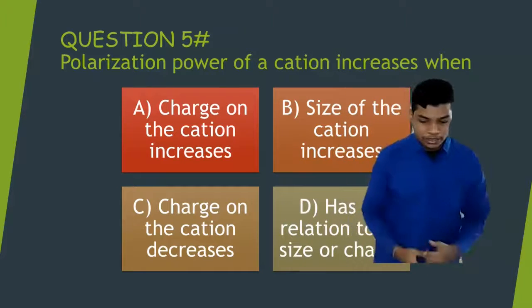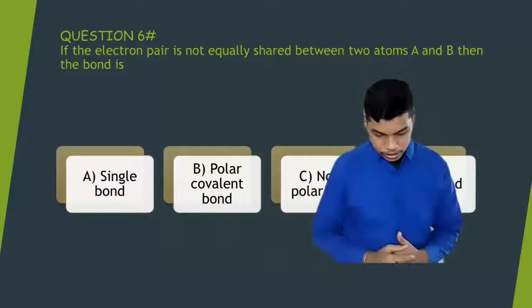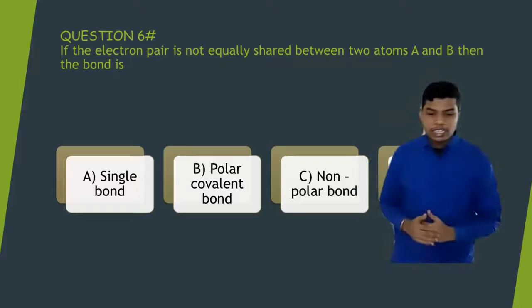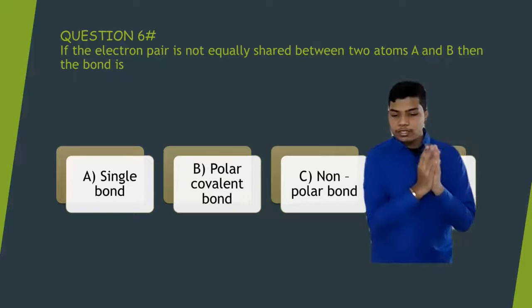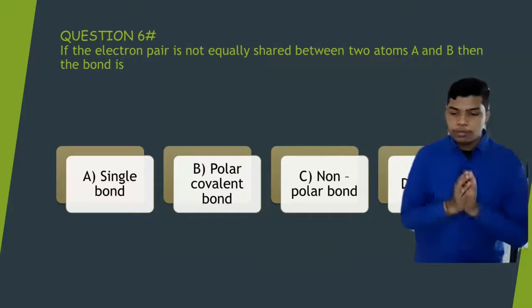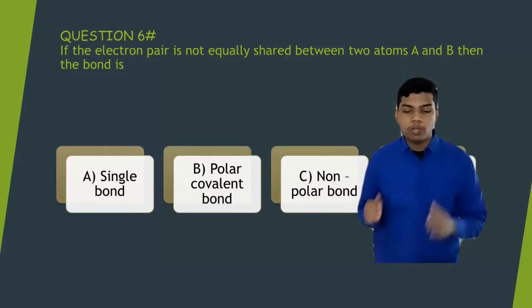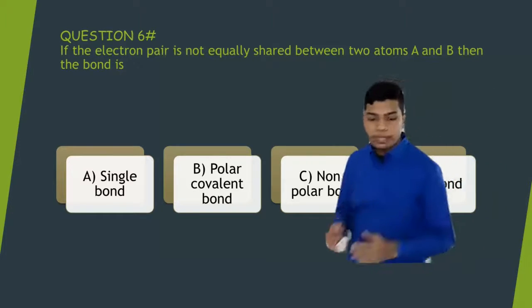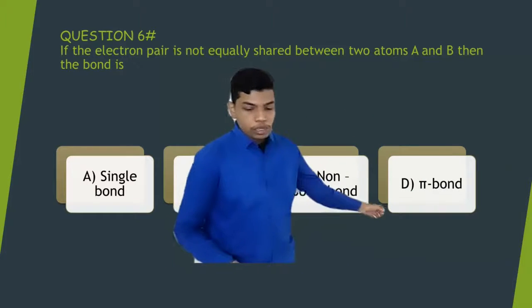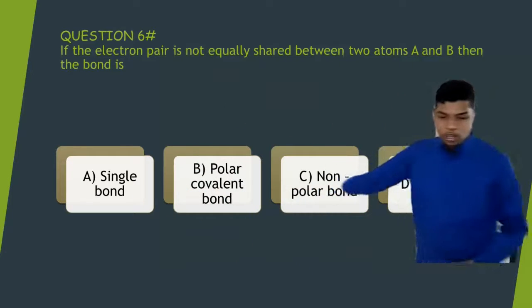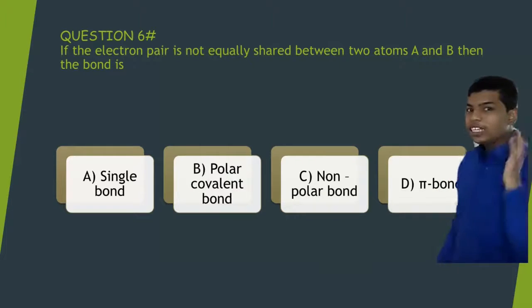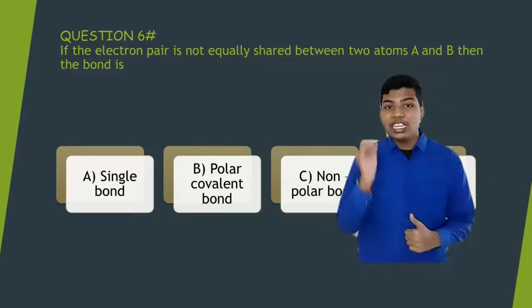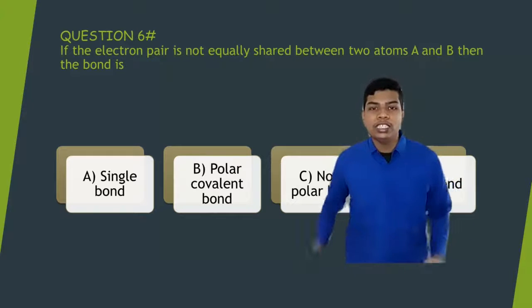Let's go to question number 6. Question number 6 is on your screen. The question is, if the electron pair is not equally shared between two atoms A and B, then what will be the bond? Is it a single bond, polar covalent, non-polar, or pi bond? What will be the correct answer? Is it A, B, C, or D?